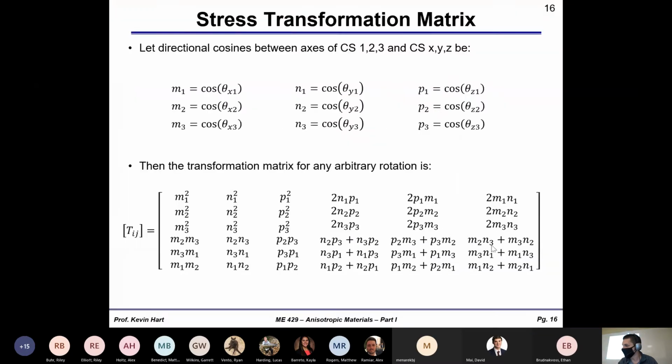Okay, but the idea here was that, given some angles, theta x1, theta x2, etc., we could define all these directional cosines, m1, m2, m3, etc., given our 180-degree rotation. And this is something you might do on your next homework. Maybe. Okay, so the point is you could populate that Tij matrix.